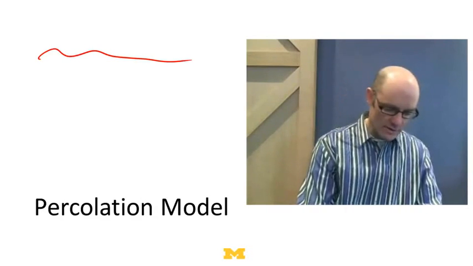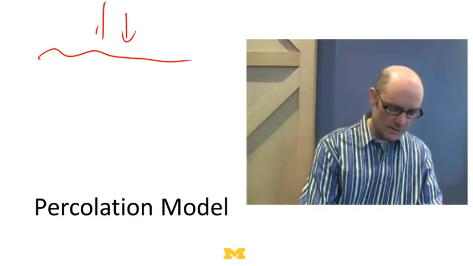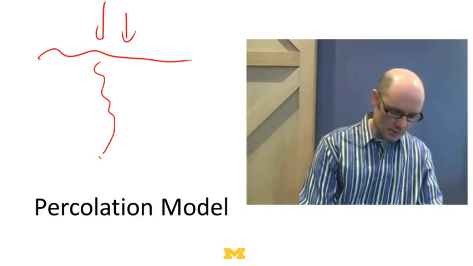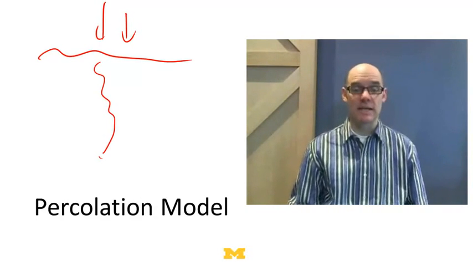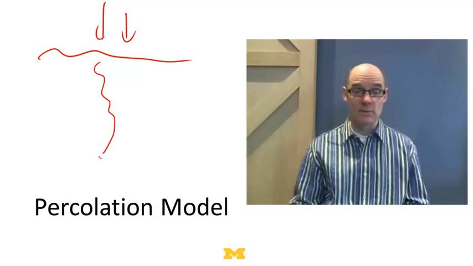You've got ground up here, and you've got water that comes down as rain, and you want to ask, does it percolate through the soil or not? Right? Very simple question. So how do you model something like that? And again, the essence of modeling is to simplify things, right?